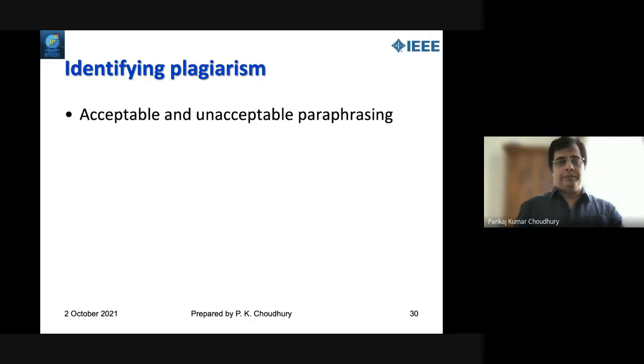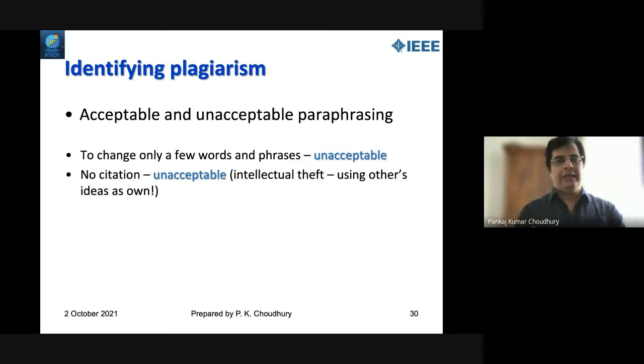Now, how to properly identify plagiarism? Some plagiarisms are acceptable and some are unacceptable, okay? Suppose you are taking some paragraph from somewhere and you are changing simply a few words and phrases, these are not accepted. One may have the idea, but one must write the same in his or her own language. There is no issue, but in that case as well, one must cite the source. No citation of the work is not acceptable. It is called intellectual theft. That means you are using the other's idea and stating it as your own.